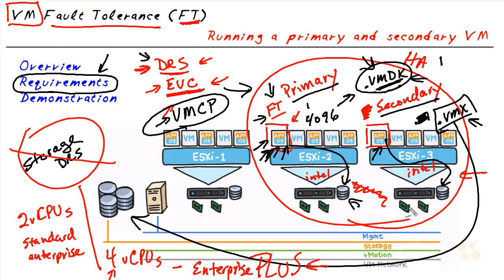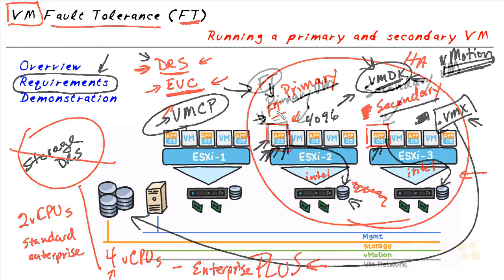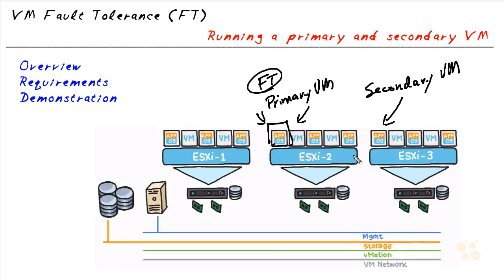Another feature in the background that we're going to be leveraging as part of our fault tolerance is vMotion. That does need to be enabled for the fault tolerance to operate. Everything that happens on the primary needs to be very quickly replicated on the secondary. And to do that, we're going to need some IP connectivity between these two ESXi hosts.